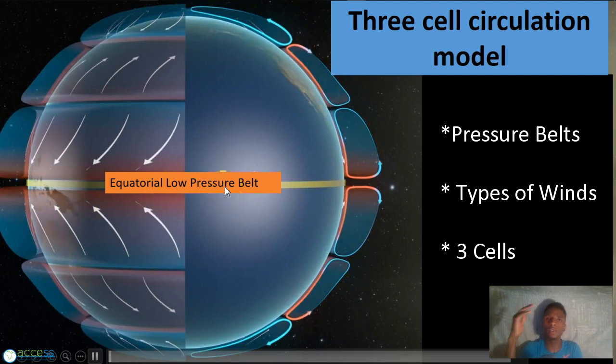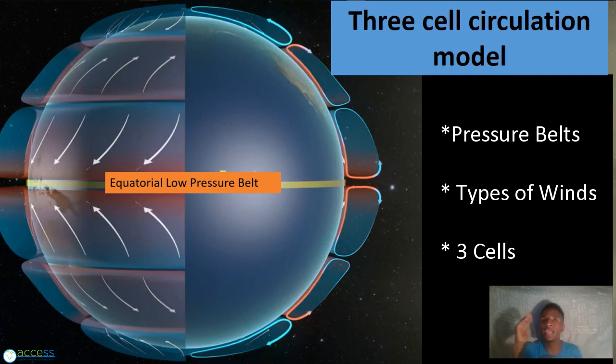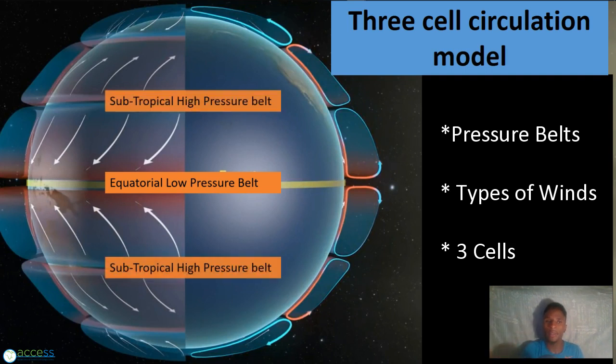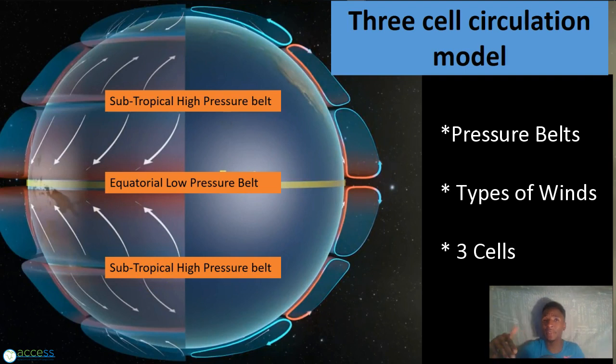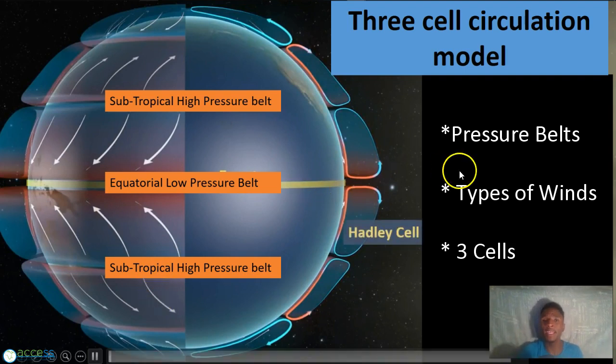Since we have explained that when the warm air rises, it moves towards the pole, and when it reaches here, it subsides. When it subsides, it creates a subtropical high pressure belt. Because this air is dense and is subsiding, it creates a high pressure belt. This movement of air from the equator towards the subtropics is called the Hadley cell.